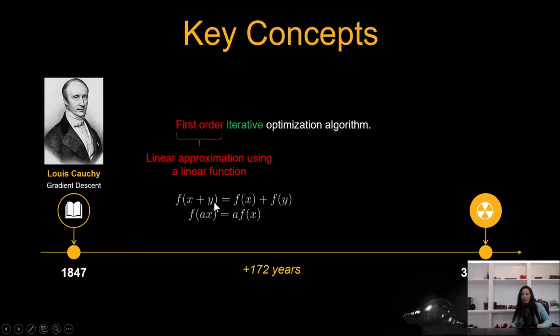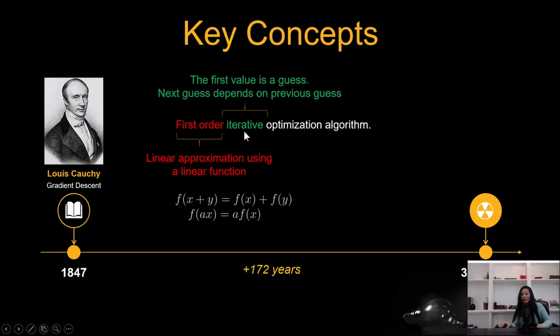If we sum them up and then do the operation on them and we get a result, that result will be exactly equal to if we transform x on its own, transform y on its own, and do the sum of the transformation result. The second one is scalar multiplication, so we have f of ax equal to a f of x. So that is a linear function. First order algorithm is an algorithm that approximates based on linear function.